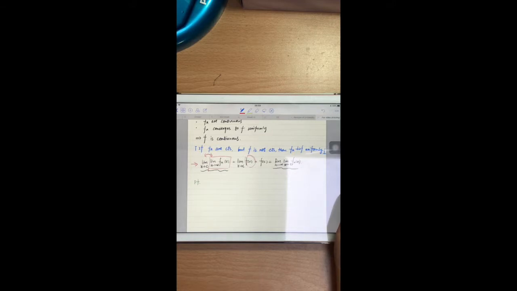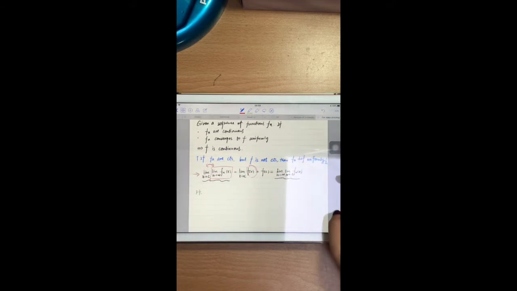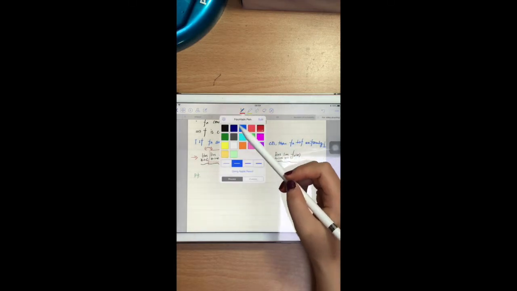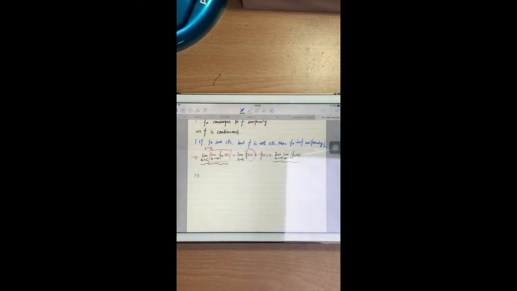Let me show you the proof of the theorem. The proof is actually quite straightforward. It uses the classic triangle inequality. We want to show that f is continuous, and to show that, we use its definition.